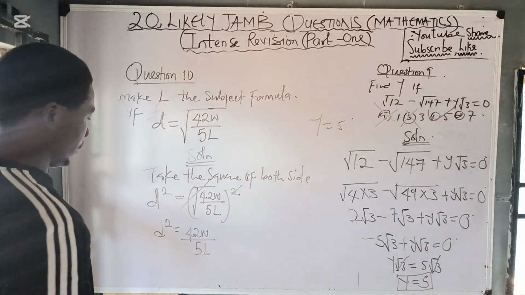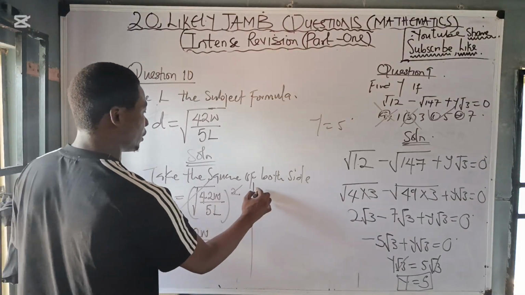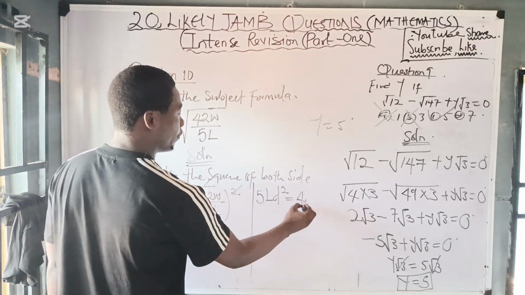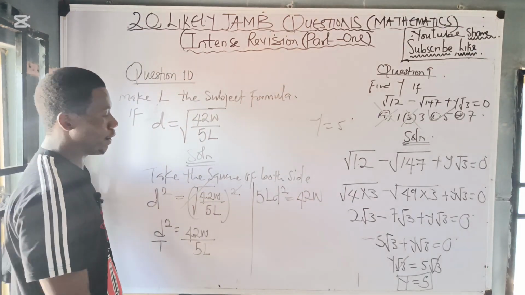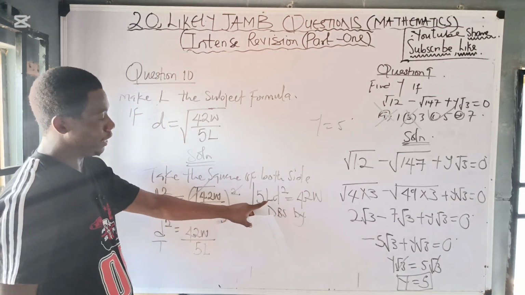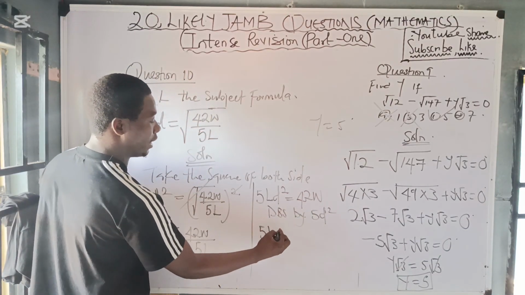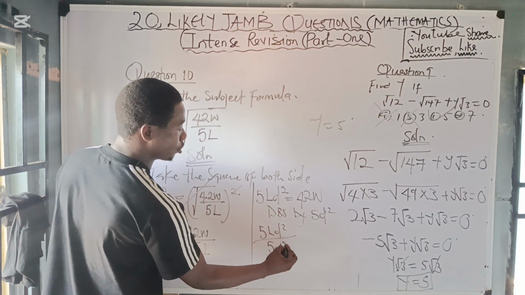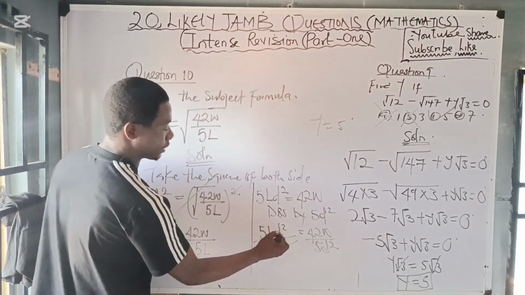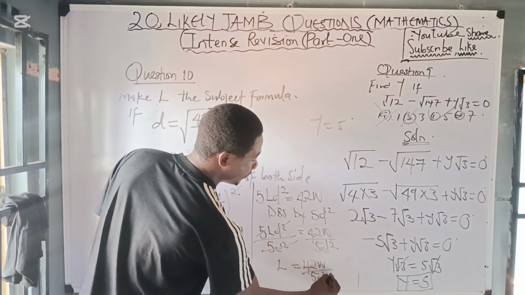So we are looking for l. So here is over 1. We can simply cross multiply first. This times this will give us 5l d squared equals 42w. So if I'm looking for l, I will divide both sides by the coefficient of l, which is 5d squared. So I have 5l d squared over 5d squared equals 42w over 5d squared. So this cancels this. l will give us 42w over 5d squared.